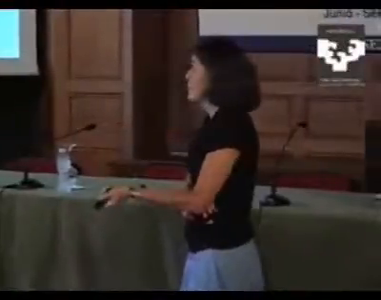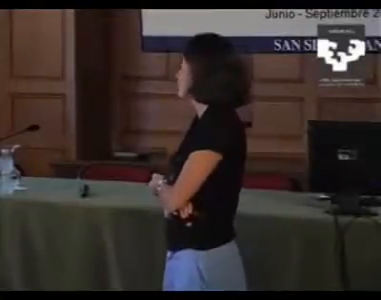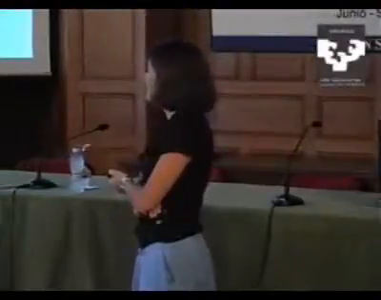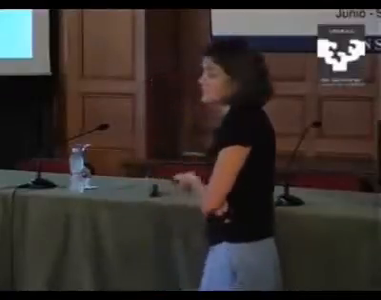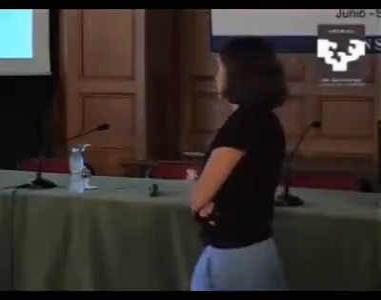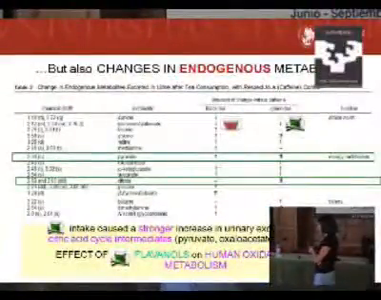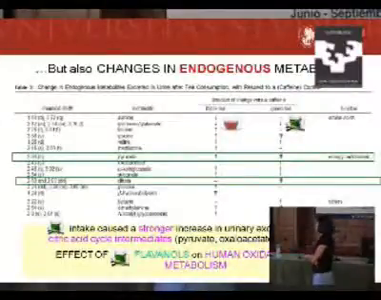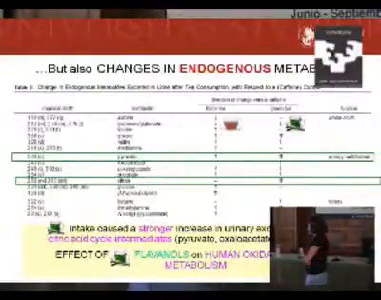Then, apart from changes in exogenous metabolites, they also found changes in endogenous metabolites. The green tea intake caused a stronger increase in urinary excretion of several metabolites from the TCA cycle, like pyruvate, oxalacetate, and citrate. And this made the authors think that specific green tea flavonoids have something to do with oxidative energy in human metabolism.